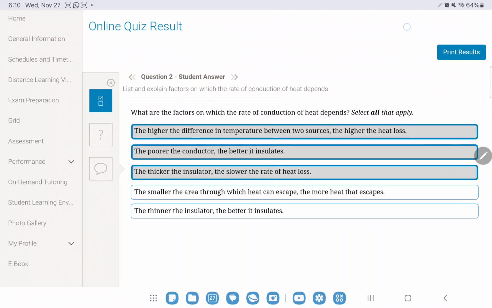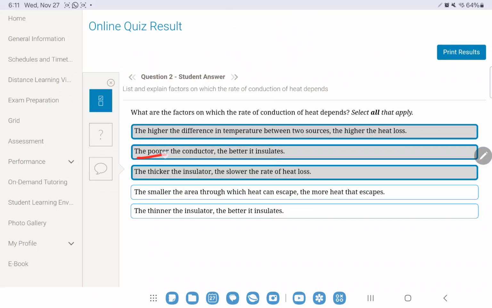Now, the factors that the rate of conduction depend on are the higher the difference between the two sources. So let's say you have a source that's 10 degrees Celsius and you have a source that's 90 degrees Celsius. The difference between this, it's gonna be a higher heat loss from this to this. But whereas when you have, let's say 50 and 53, there's gonna be less heat loss. Maybe they might meet in the middle at 51 or something like that. So that's why.